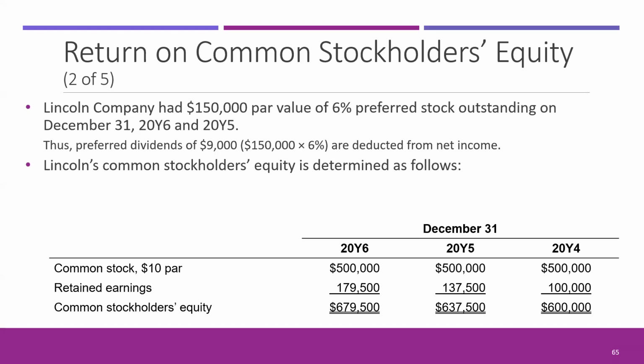But essentially, preferred stock can make things complicated, and it's important to look at the returns for common shareholders specifically when analyzing common stock and investment in common stock. For this company, Lincoln Company had a $150,000 par value, 6% preferred stock. So the preferred dividends are 9,000, 150,000 times 6%, and that's every year.